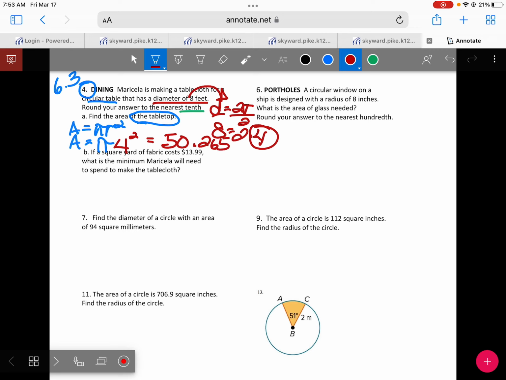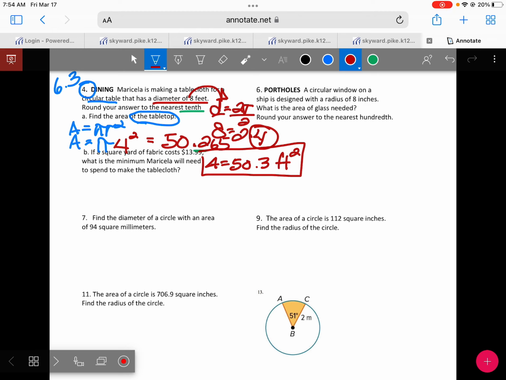50.265. It says round to the nearest tenth. The 2 is in the tenths place. So my answer is going to be 50.3. What units is it in? Feet squared. That is the answer for A.